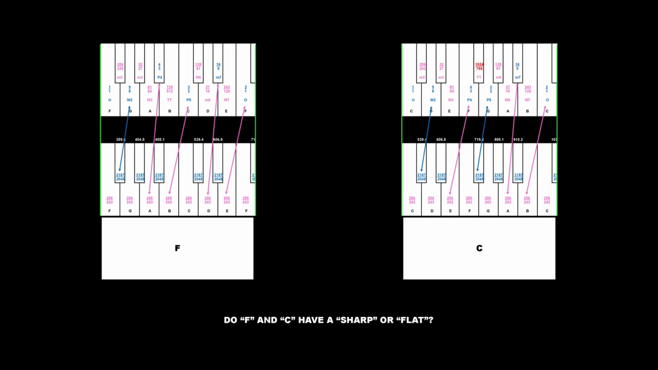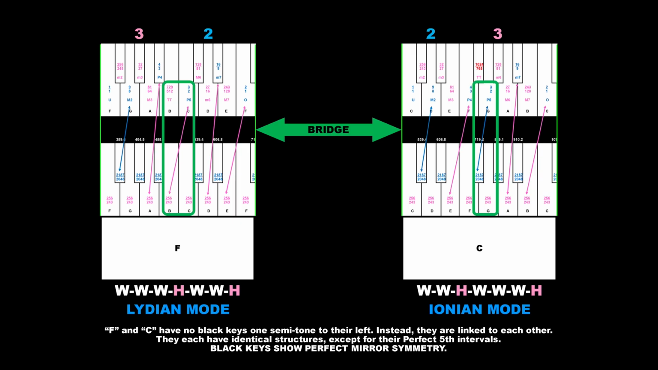All right, so finally we're left with F and C. And we have F and C are not preceded by black keys. So we have to ask ourselves, do F and C have a sharp or a flat? And I postulate that F and C have, since they have no black keys, they are actually linked to each other. They each have identical structures, if you look, except for that perfect fifth there in the center, which are opposites of each other. And then if we look at the black key pattern at the top, they also show a mirror symmetry here of 3-2 and 2-3. Their modes, however, are not mirror symmetry.